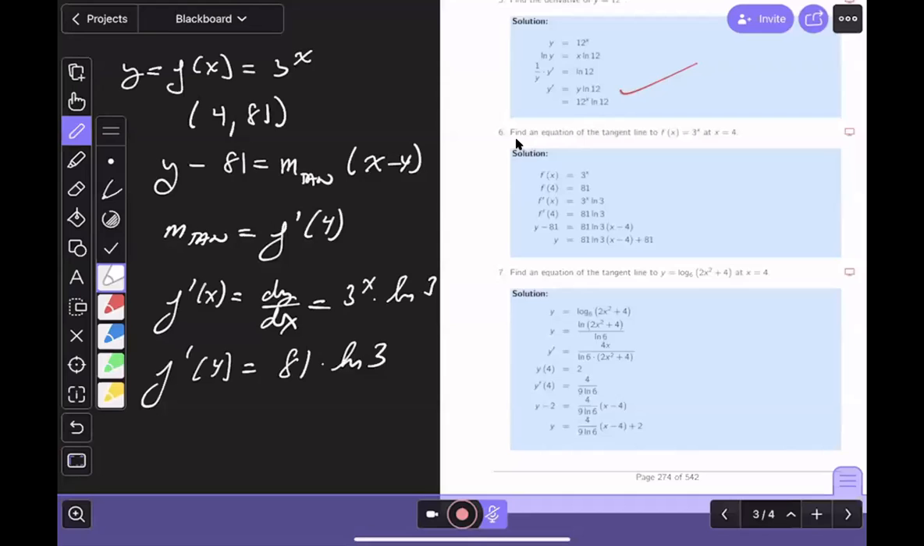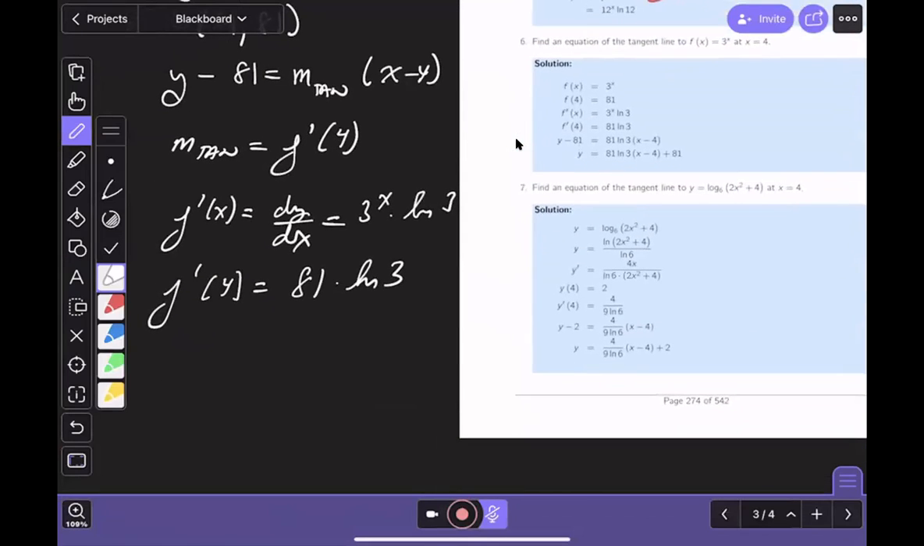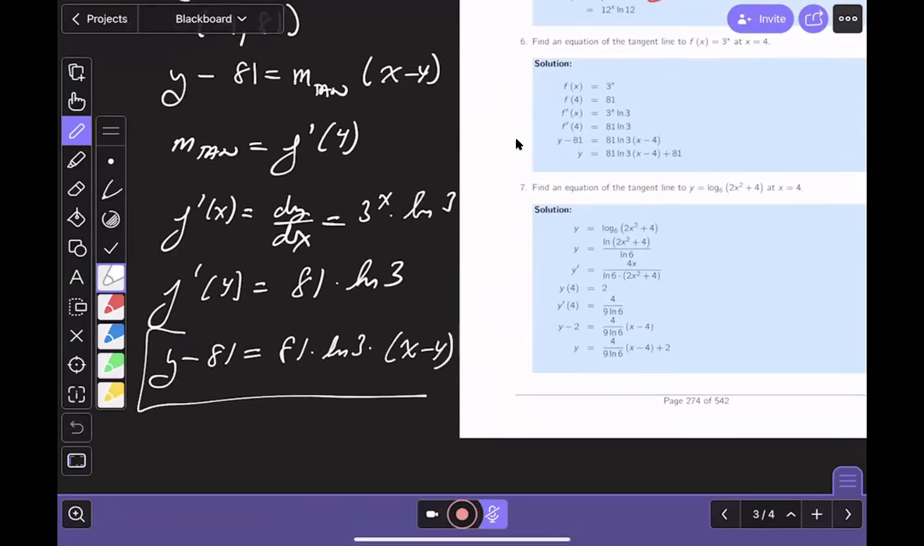All right, so I'm going to write my answer down now. And my answer is going to be what? y minus 81 equals m tan, which is 81 ln 3, times x minus 4. Box this in. I'm going to check it against the key. Now, the key looks different, but not substantially so. It's still 81 ln 3 for the slope, x minus 4. The only thing they did was add 81 to both sides. Why would they do that? In WebAssign, they generally solve the equations for y. Pretty easy to do that. Just add 81 to both sides.